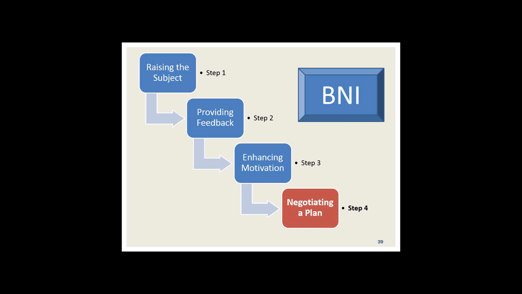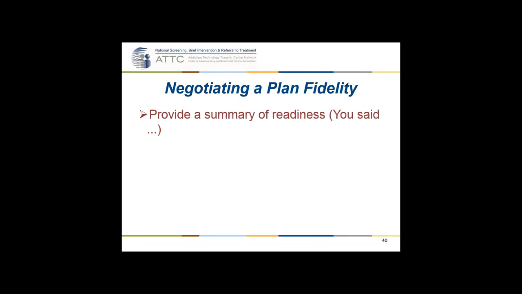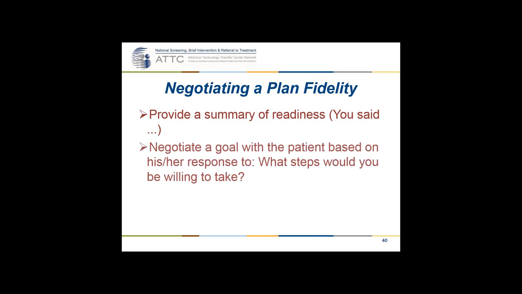For step 4, what we're looking for is this transitional point where you're really providing a summary of the conversation up to that point and the person's readiness. And then asking some kind of question about what do you think you'll do. If the patient indicates that they're ready to make a change of some sort, talking about what that change would look like and what steps the person might take to make that change. And then offering a menu of choices.